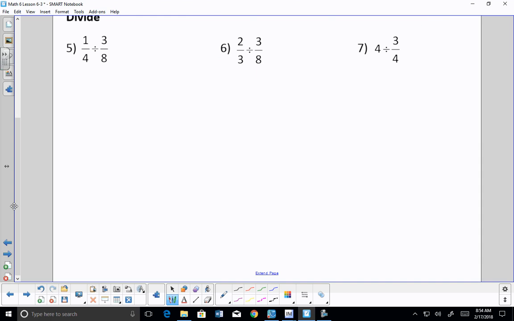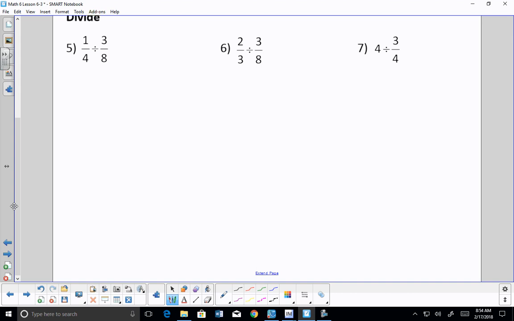All right, so let's take a look at dividing things. If I'm going to divide 1/4 divided by 3/8, I should do the rule which says, I need to know how many 3/8 there are in 1/4. Okay, that's what I'm asking. How many 3/8 are in 1/4?